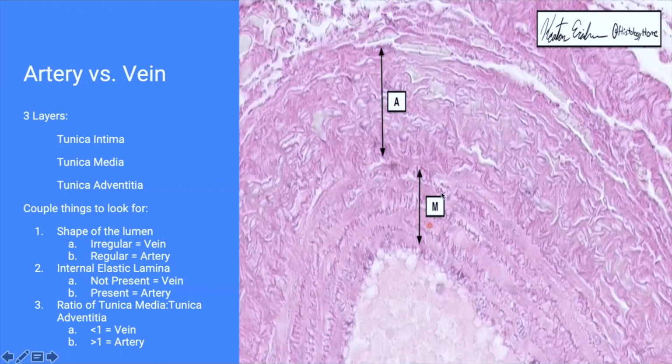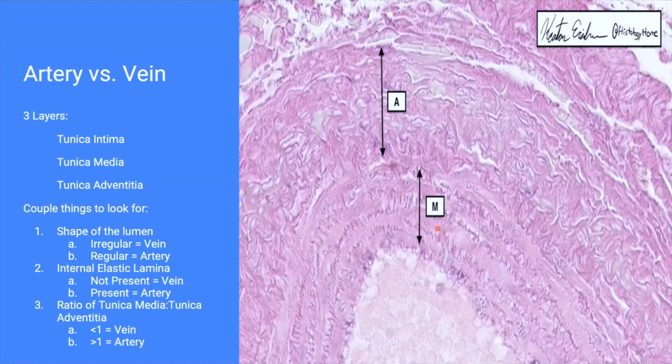So the tunica media, in comparison to the tunica adventitia, will almost always answer this question for you. The ratio of media to adventitia will almost always answer this question for you. If the adventitia is much larger than the media, you're almost certainly looking at a vein. I'll repeat that. If the width of the tunica adventitia is substantially larger than the tunica media, you're almost certainly looking at a vein.